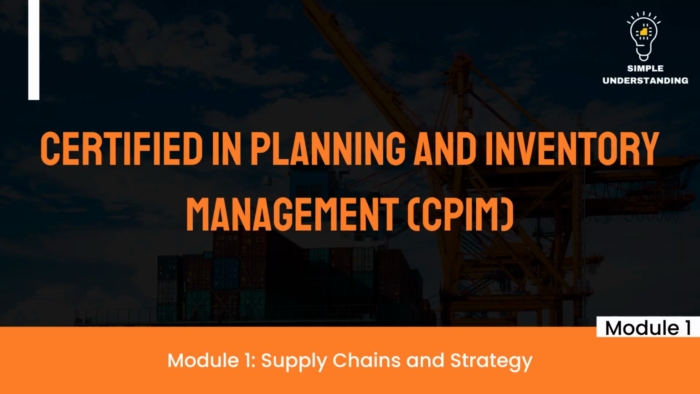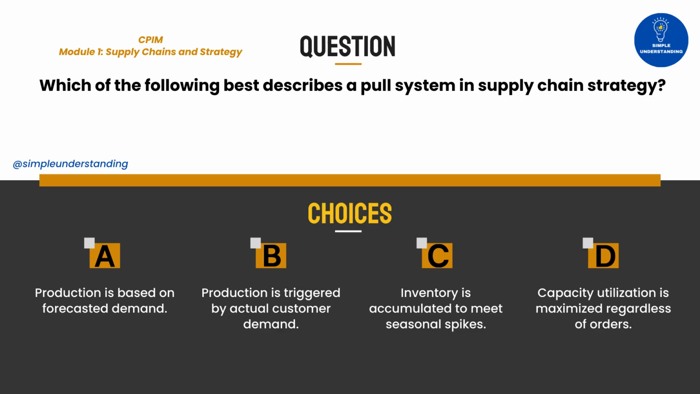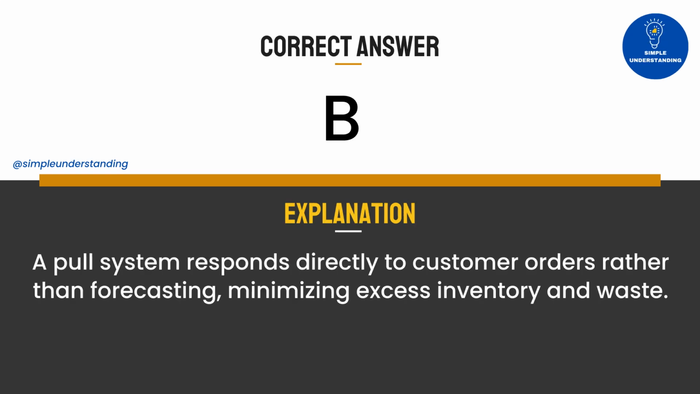Let's begin with CPIM Module 1, Supply Chains and Strategy. Question 1. Which of the following best describes a pull system in supply chain strategy? A. Production is based on forecasted demand. B. Production is triggered by actual customer demand. C. Inventory is accumulated to meet seasonal spikes. D. Capacity utilization is maximized regardless of orders. Correct answer. B. Explanation. A pull system responds directly to customer orders rather than forecasting, minimizing excess inventory and waste.